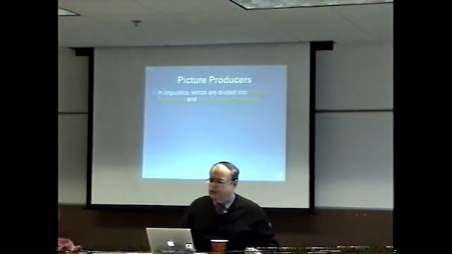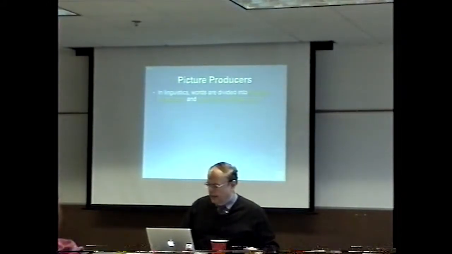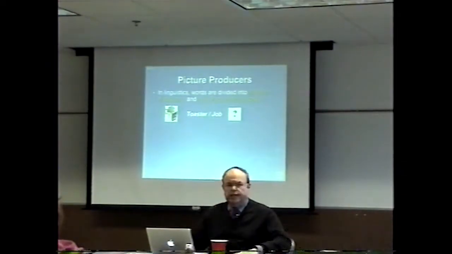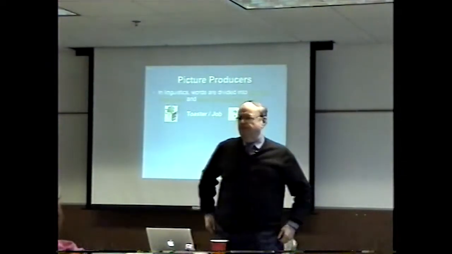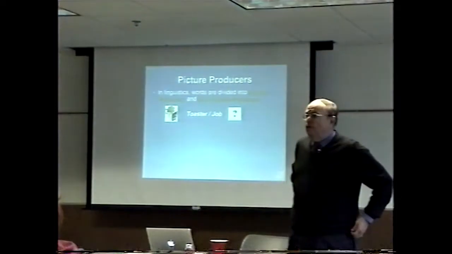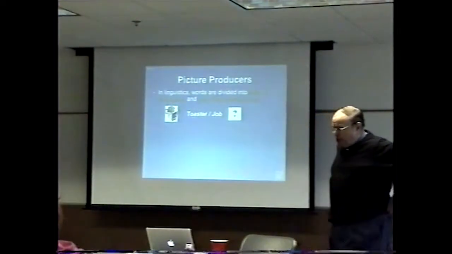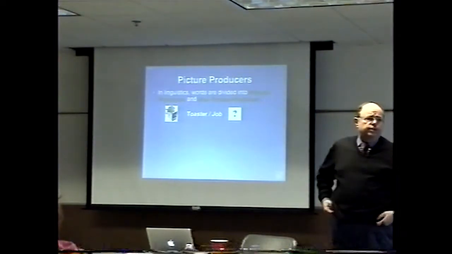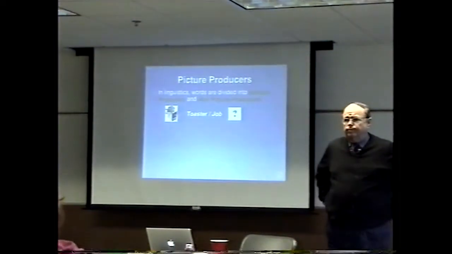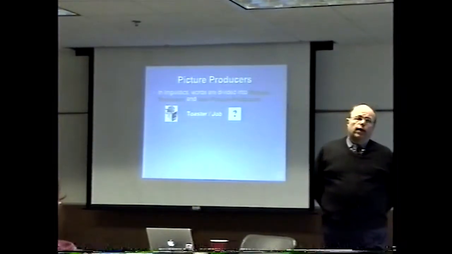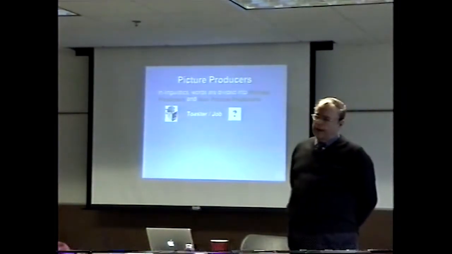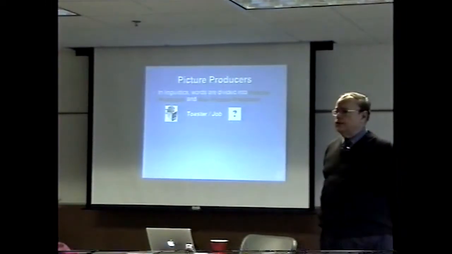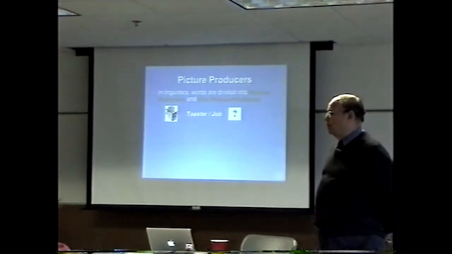There, we say in linguistics, words are divided into picture producers and non-picture producers. Which one of those two words is a picture producer? Toaster. Toaster is a picture producer, and job is not. Why isn't job a picture producer? Too wide, too abstract. Let's just try it in a practical way.